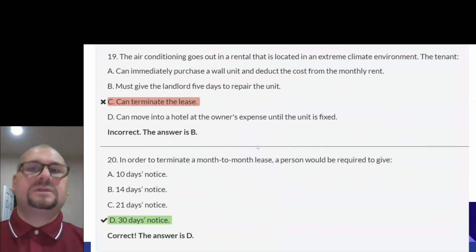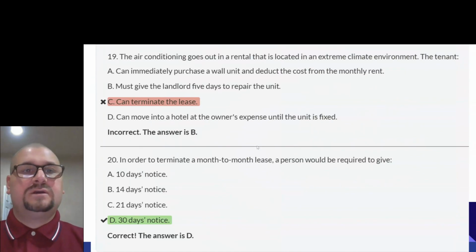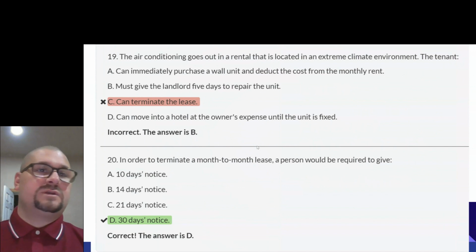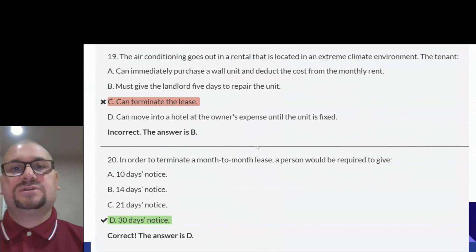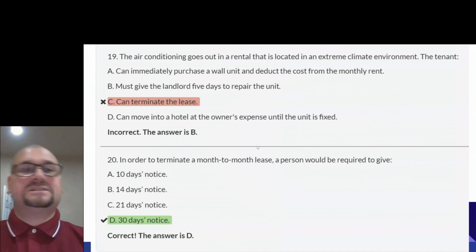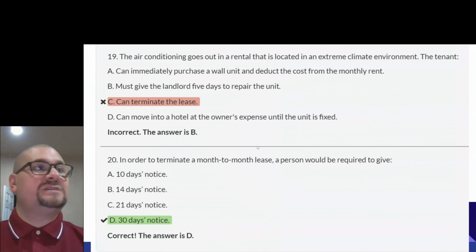In a rental that is located in an extreme climate environment, the tenant must give the landlord 5 days to repair the unit. So the air conditioning goes out in a rental unit located in an extreme climate like Arizona, right? The AC goes out. The tenant has to give the landlord at least 5 days.